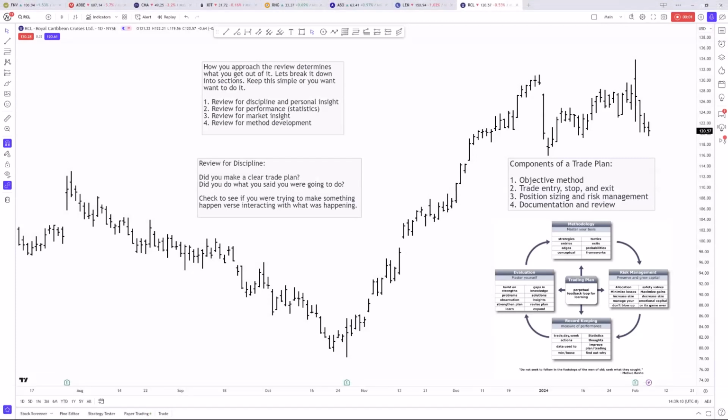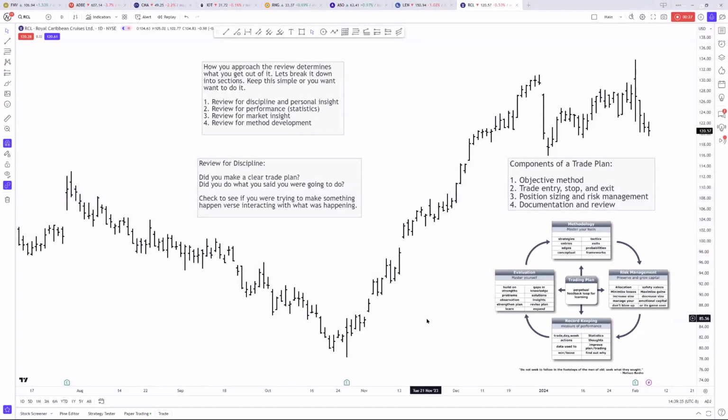All right, let's set up another trade plan, this time in RCL. Now, I've been talking about the trade plan and I've been doing some lessons on the various components of the trade plan. And today we're going to talk about the review part. Now, we've gone through several of these already. Before we start, I just thought I'd share a little slide I made many, many years ago about this.